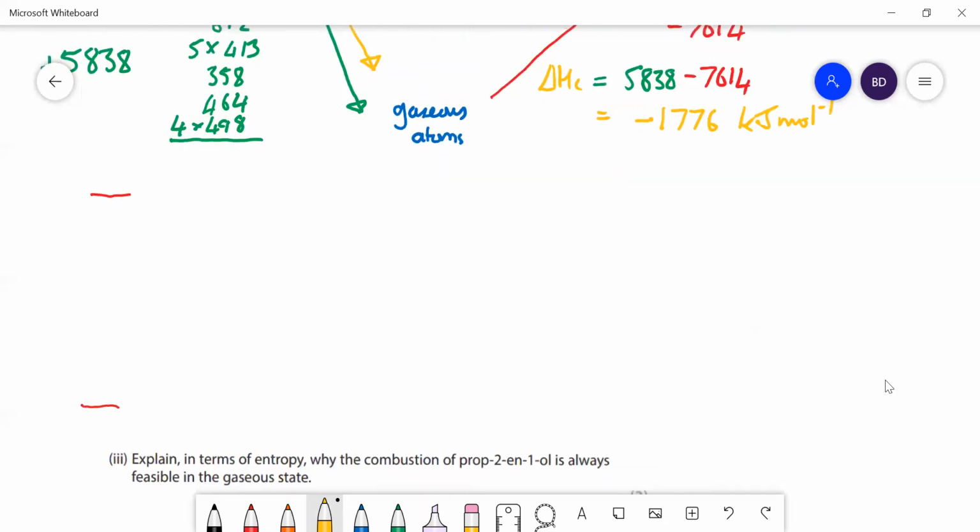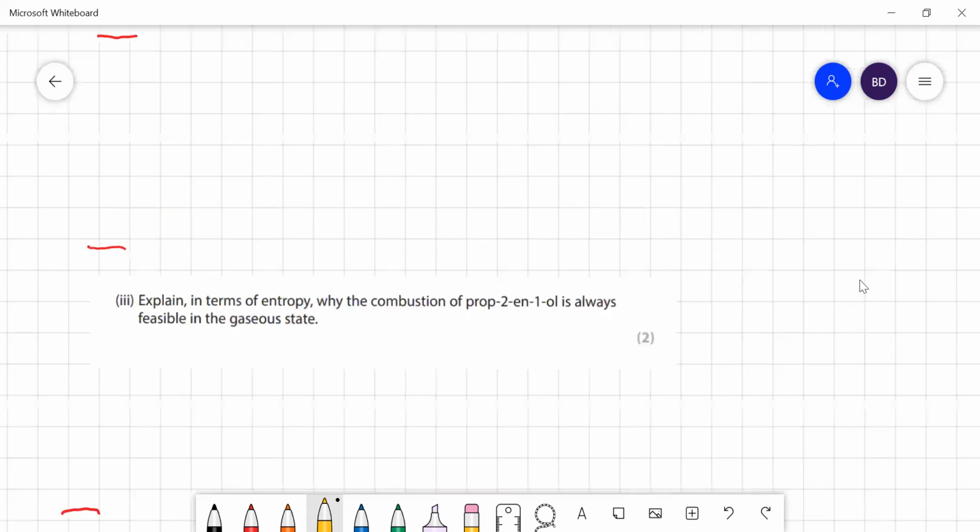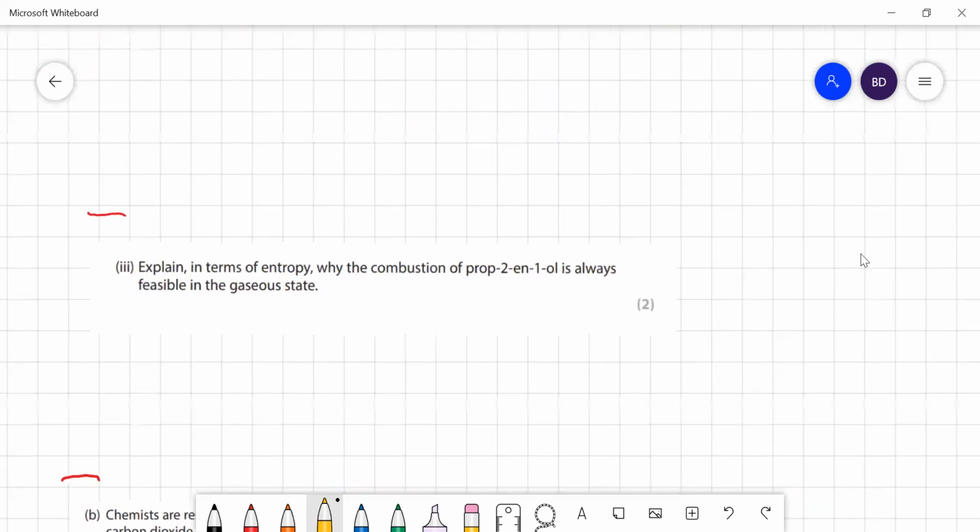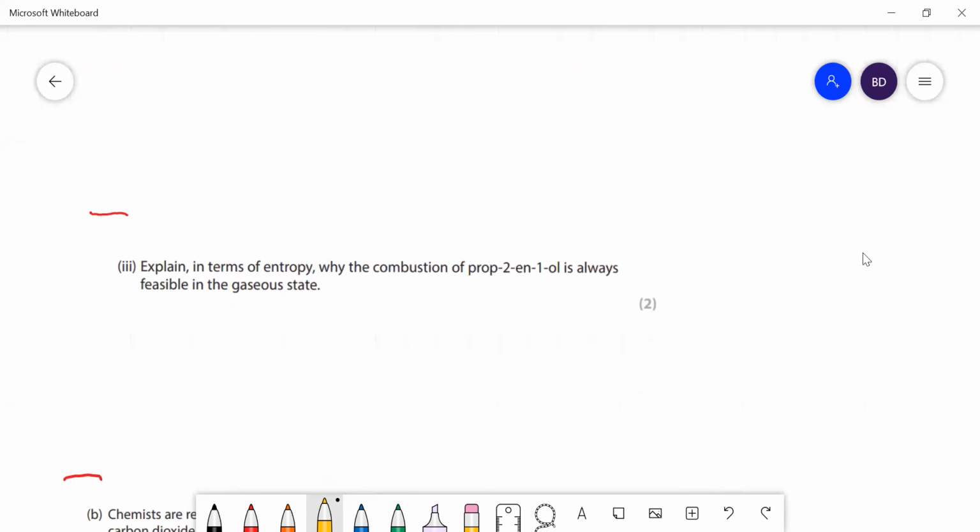Okay, now explain in terms of entropy why the combustion of prop-2-en-1-ol is always feasible in the gaseous state. Right, well, I'd do it in terms of delta G. So delta G is equal to delta H minus T delta S. If the reaction is feasible, delta G must be negative. We know that delta H, which we just calculated, is very negative.